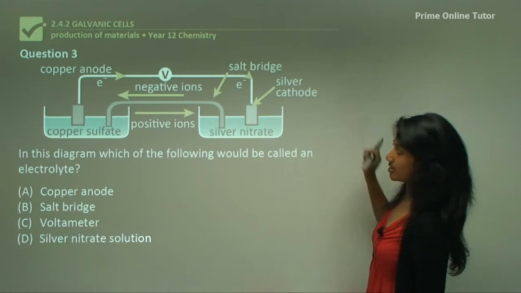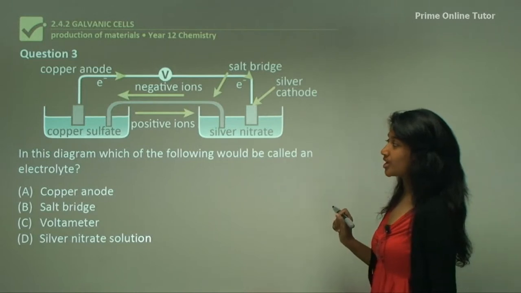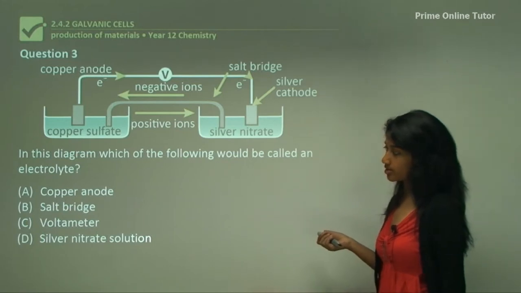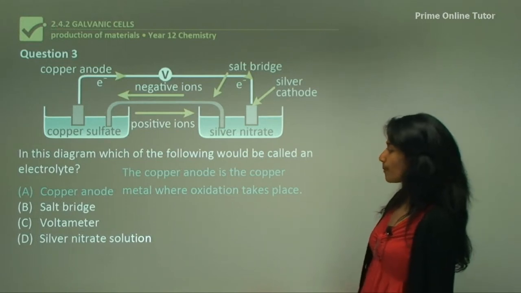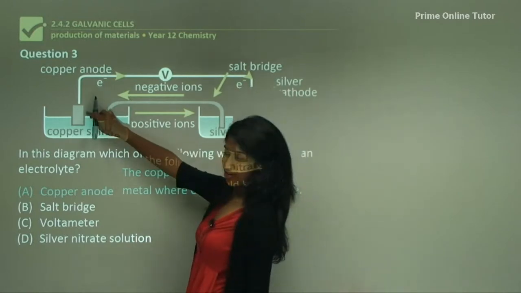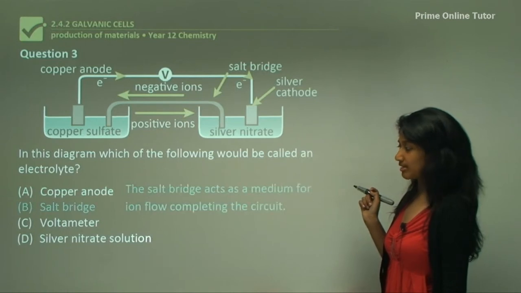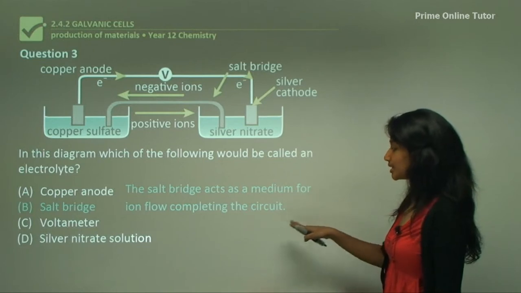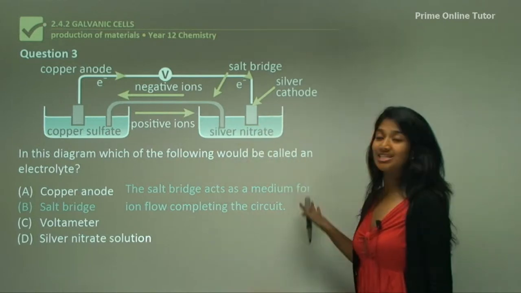Question 3 has a diagram in the question. In this diagram, which of the following would be called an electrolyte? Now we know an electrolyte is the aqueous solution that allows ion movements. So is it option A, which is the copper anode? The copper anode is a copper metal where oxidation takes place. And here is a copper anode. So copper anode is not the electrolyte. Option B, the salt bridge. The salt bridge acts as a medium for ion flow, completing the circuit. In this case, the salt bridge is here and it is not the electrolyte.